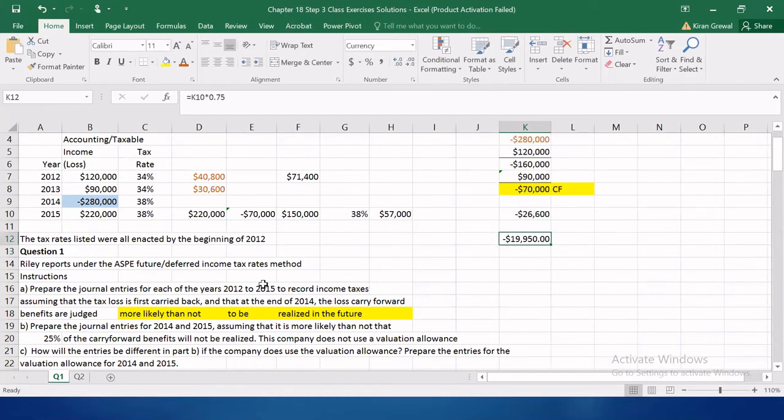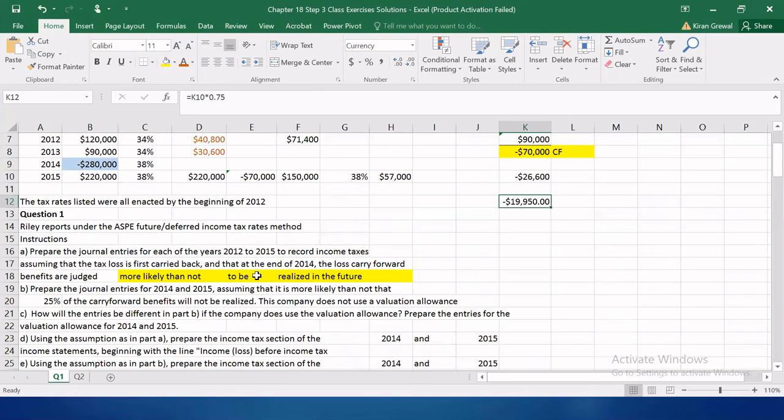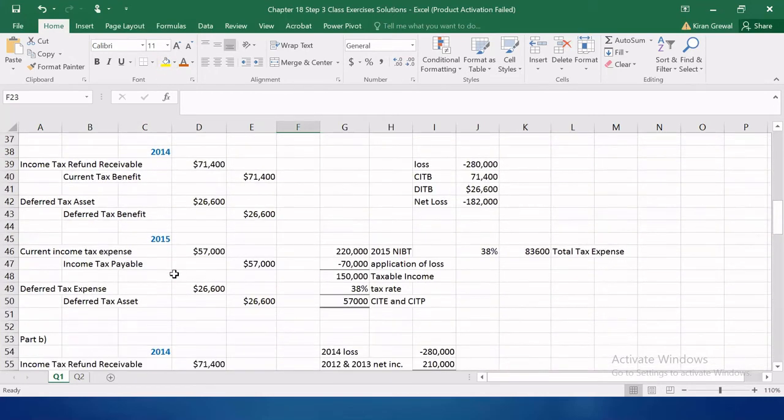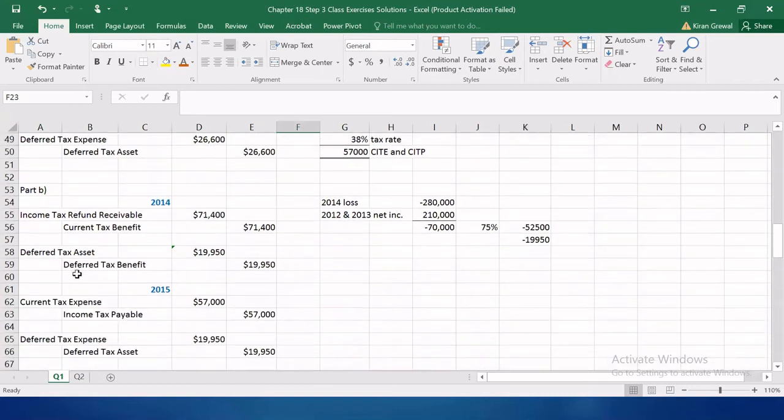So we're only recording an asset of 19,950 because it says here that 25% will not be realized, which means 75% will be realized. Okay, so the journal entry, debit deferred tax asset, 19,950, credit deferred tax benefit, 19,950. Everything else stays the same. It's just that we're only recognizing 75% of the asset.